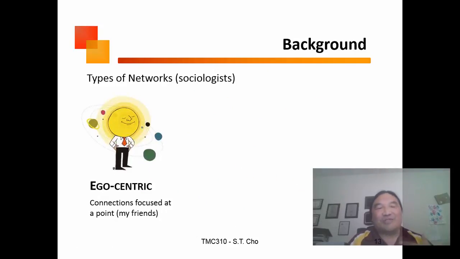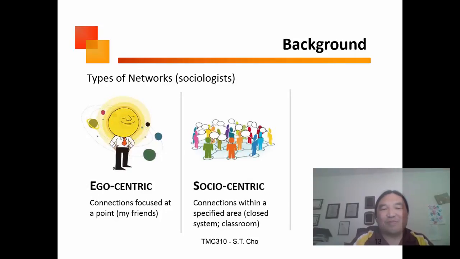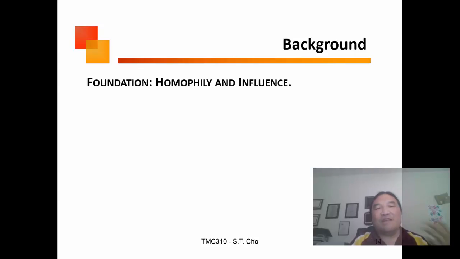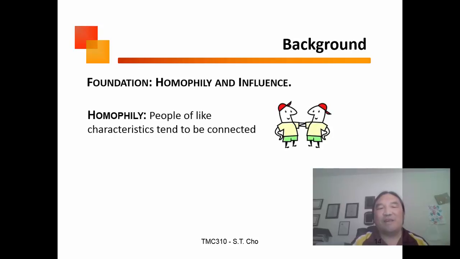When we think about social networks, this is what the sociologists say. You can have egocentric networks, which is just focused more on me, sociocentric networks, which is focused on an area of people, and open systems where there's no clear boundaries, but everybody communicates together. And so the foundation of all this is based on 2 principles, homophily and influence. And what we mean by homophily is that people of like characteristics tend to be connected. What a shocker! You have to have something in common if you want to form a network.